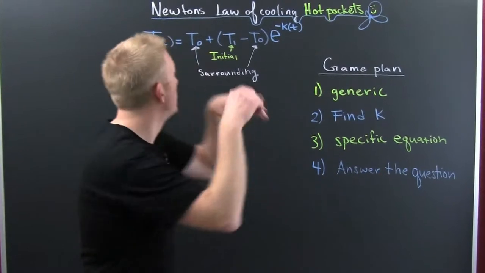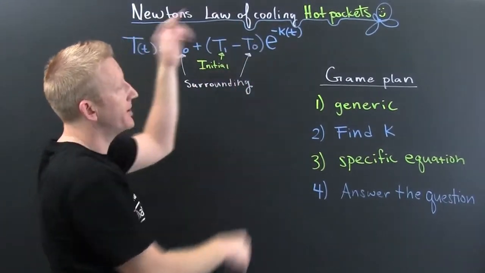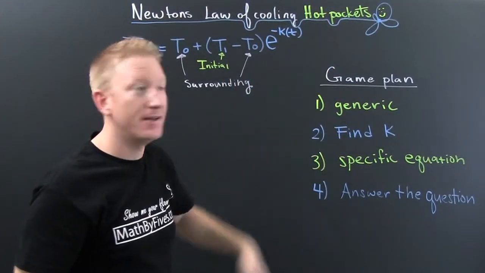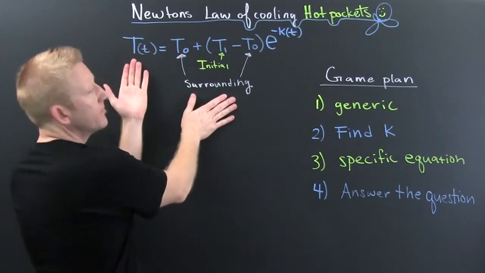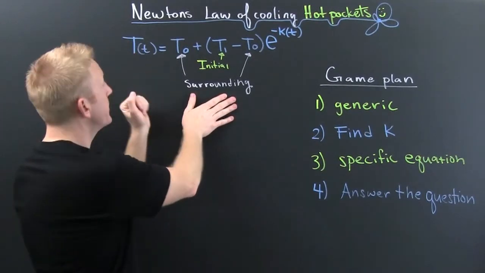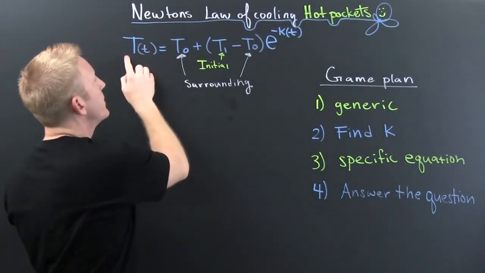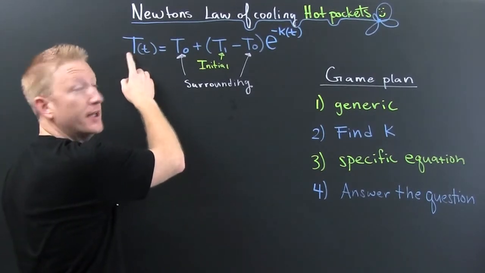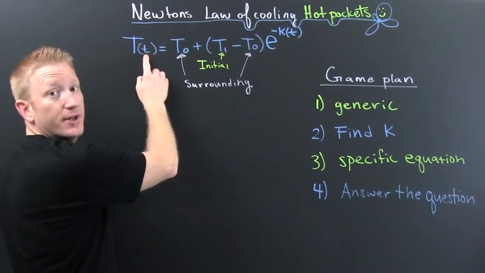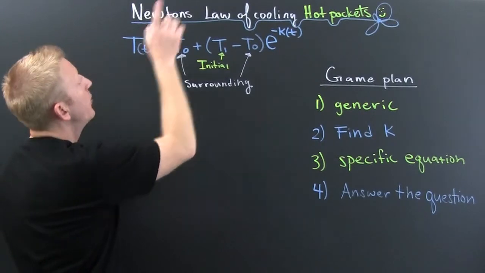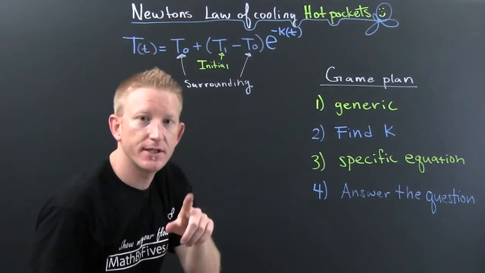What are we looking at? We're looking at Newton's law of cooling. Hot pockets. You can model this function for cooling following this guy. We're gonna get a temperature. What do you put in? You put in time. What do you get out? You get out temperature. Well, how's this gonna go?